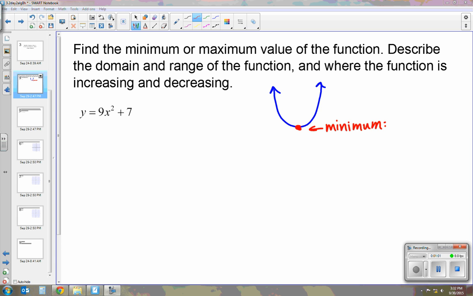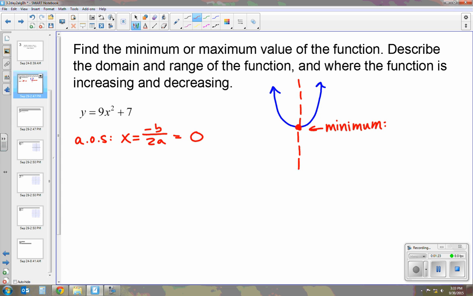Now, to find the minimum, we actually have to find the axis of symmetry first, because we have to figure out what the location of the vertex is, okay? So to find the axis of symmetry, we have to do x equals negative b over 2a. Well, our b is 0, and 0 divided by anything is 0, so our axis of symmetry is at 0. So this is x equals 0, okay? And to find the vertex, 0 is our x value. We just have to plug it back into the original function, and we get 7. So our vertex is (0, 7).